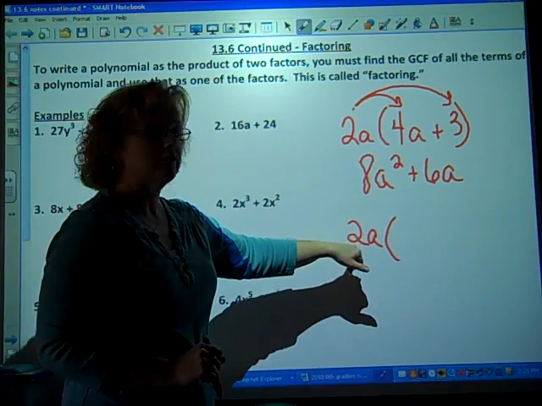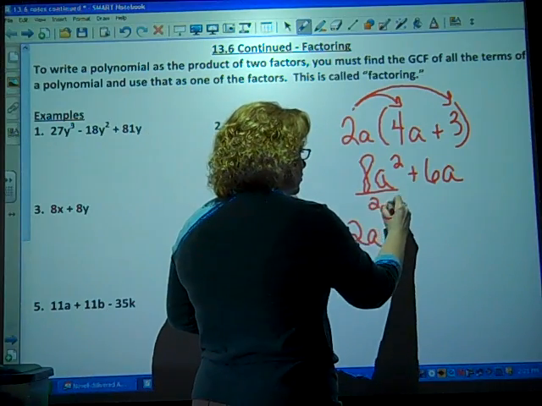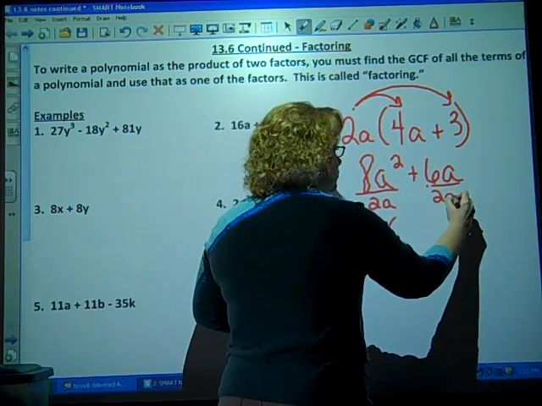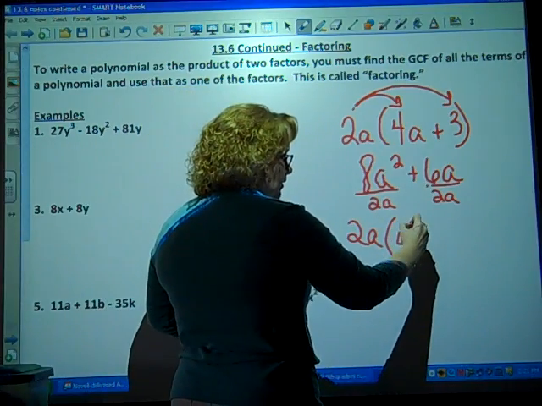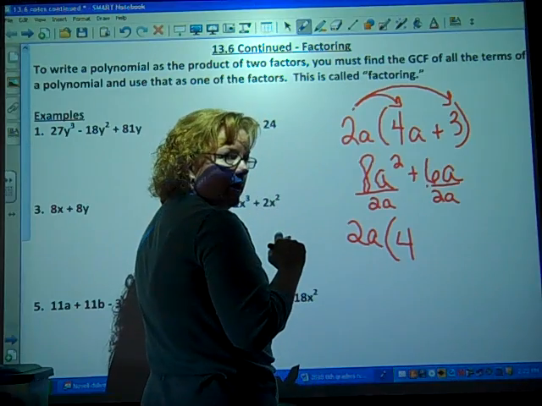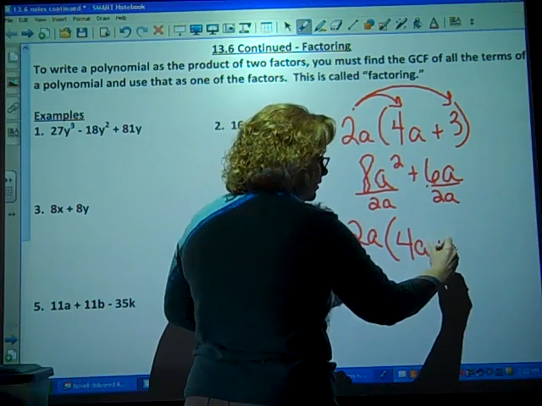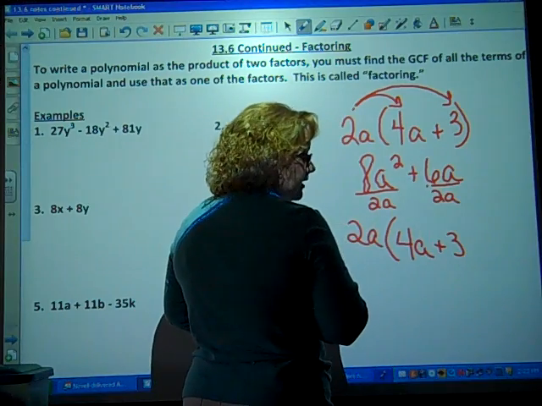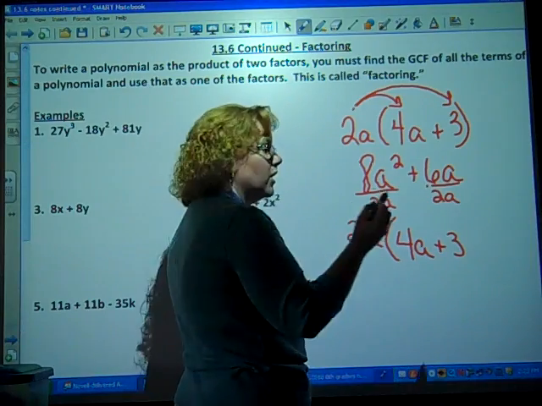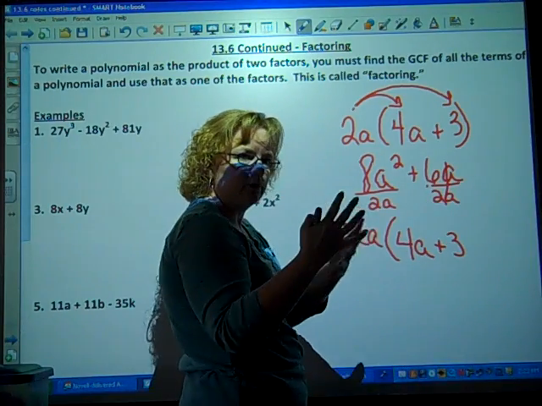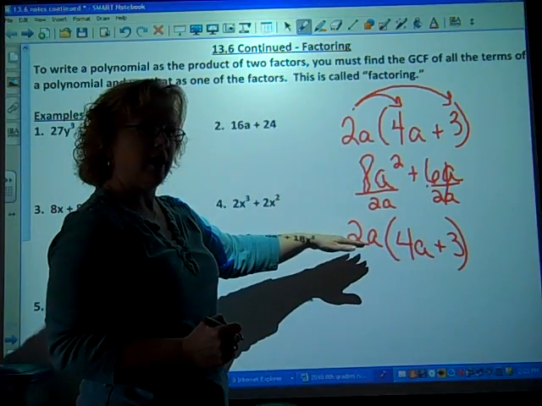Now what you're really doing with this GCF is you're dividing with it. So I'm dividing each term by that 2a. Well, what's 8 divided by 2? 4. What's a squared divided by a? A. What's 6 divided by 2? 3. What's a divided by a? 1. Okay, so they cancel out is really what you're trying to tell me, right? Do you see how I get the same thing back when I do that?